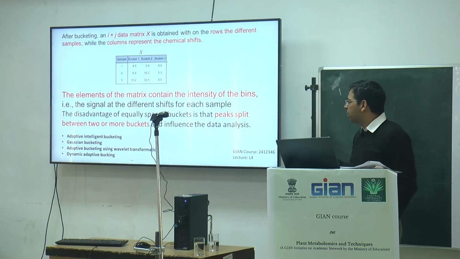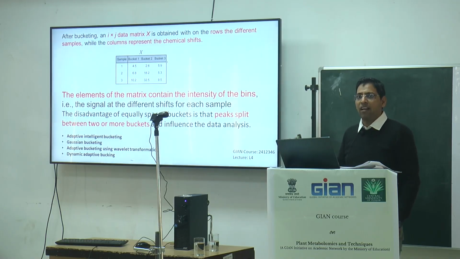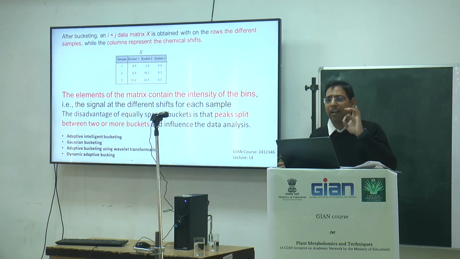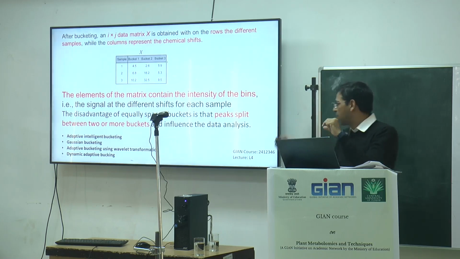Now, adaptive intelligent bucketing, Gaussian bucketing, adaptive bucketing using the wavelength transformation, and dynamic adaptive bucketing: these are the four different concepts by which these matrices are developed. Every program is constructed by keeping one concept in mind. If you take another concept, another program is available. So we have to be clear about our targets and what we want to harness, to identify and analyze the sample here.